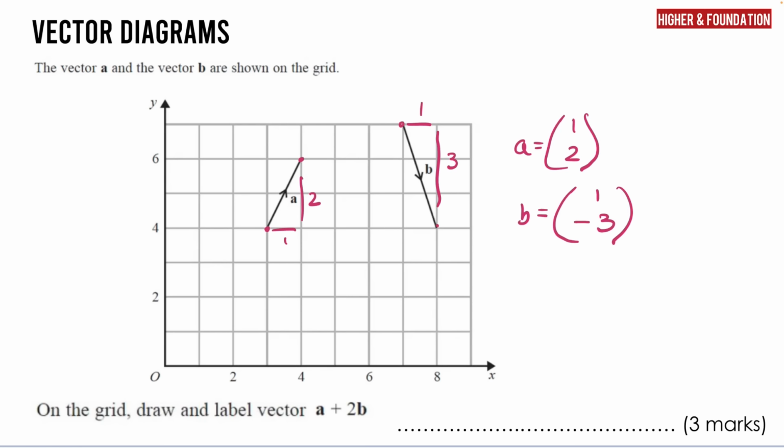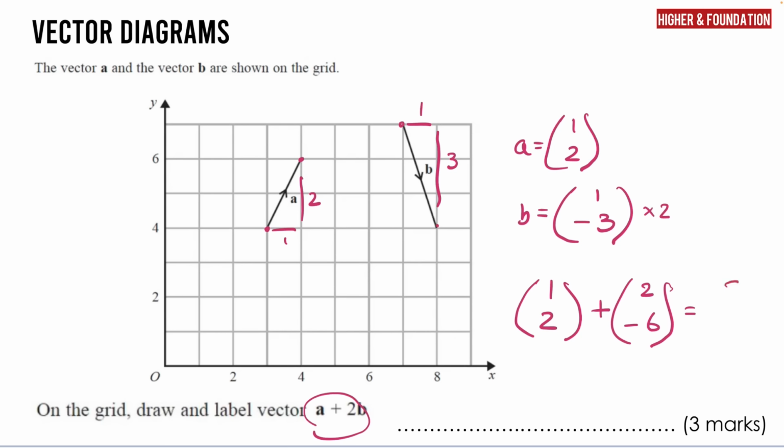And this particular question says, on the grid, draw and label the vector A plus 2B. So to work out A plus 2B, we would take A, 1 and 2, and add to that 2 lots of B. So if we times this one by 2, it's 2 and minus 6. And then we just add those top numbers and those bottom numbers. 1 plus 2 is 3.